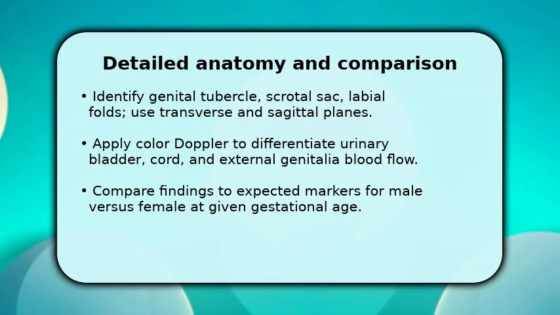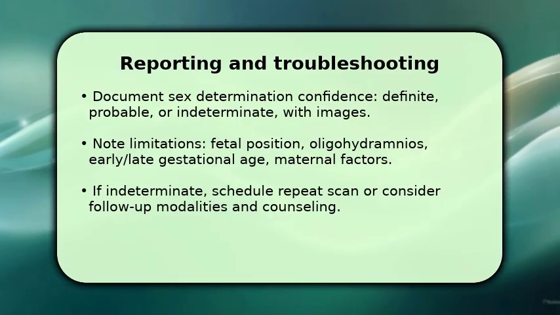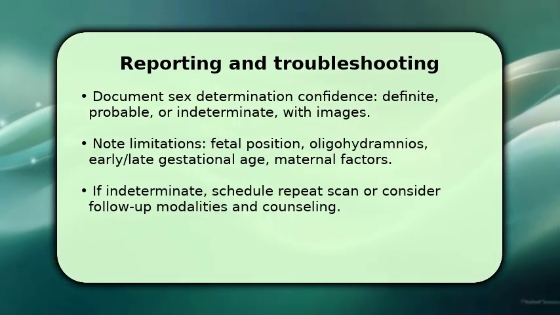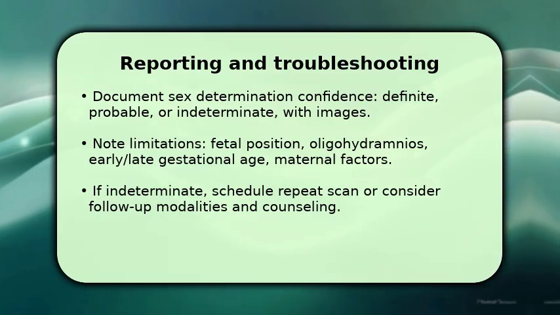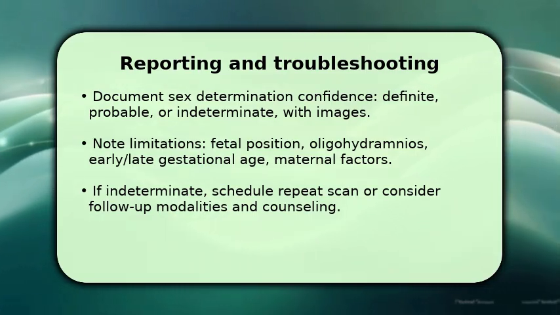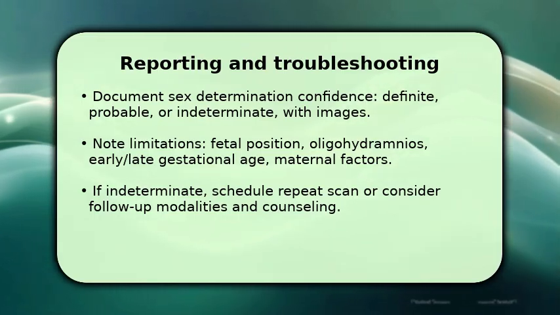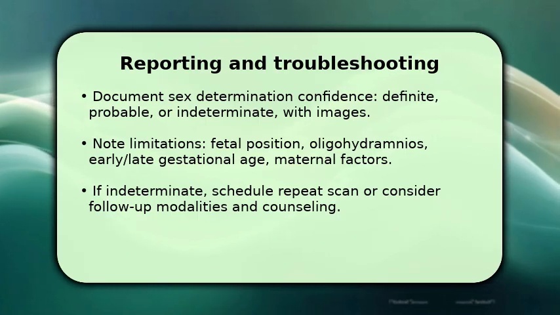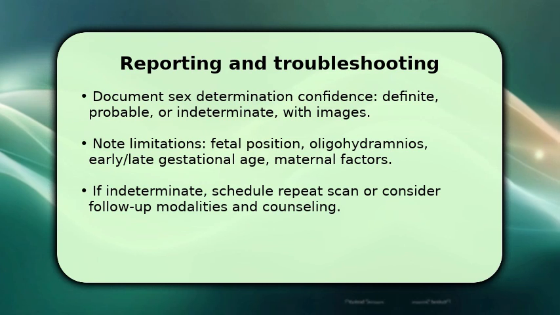You finish by writing a clear statement. Specify male versus female and rate your confidence as definite, probable, or indeterminate, and include representative images. Explain any limitations, such as fetal position, low fluid, maternal body habitus, or timing outside the optimal window, so the reader understands uncertainty. If images are inconclusive, recommend a repeat ultrasound at an appropriate interval or alternative assessment.